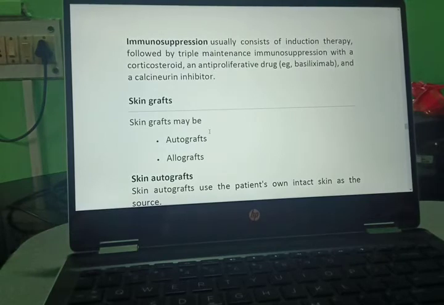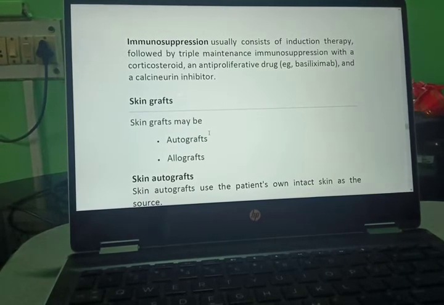Now, immunosuppression usually consists of induction therapy followed by the triple maintenance immunosuppression with the corticoids and anti-proliferative drug, that is basiliximab, and a calcineurin inhibitor.